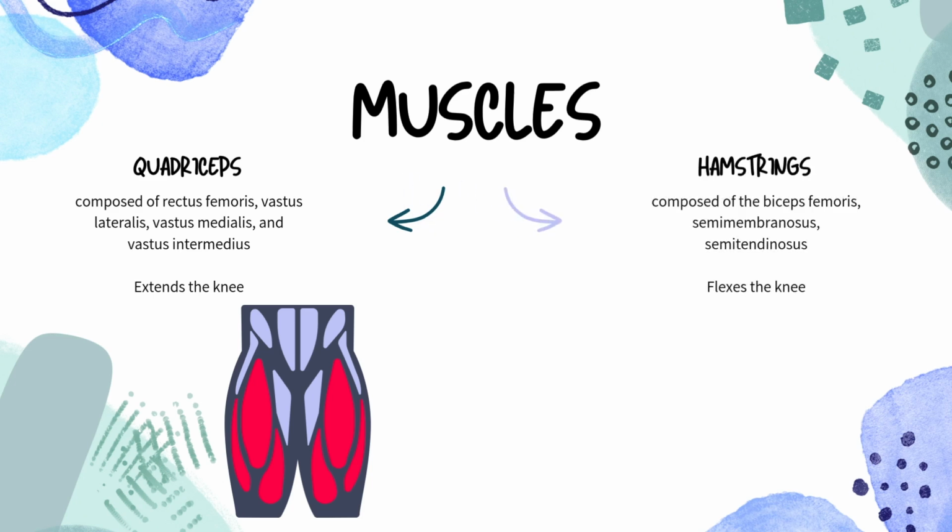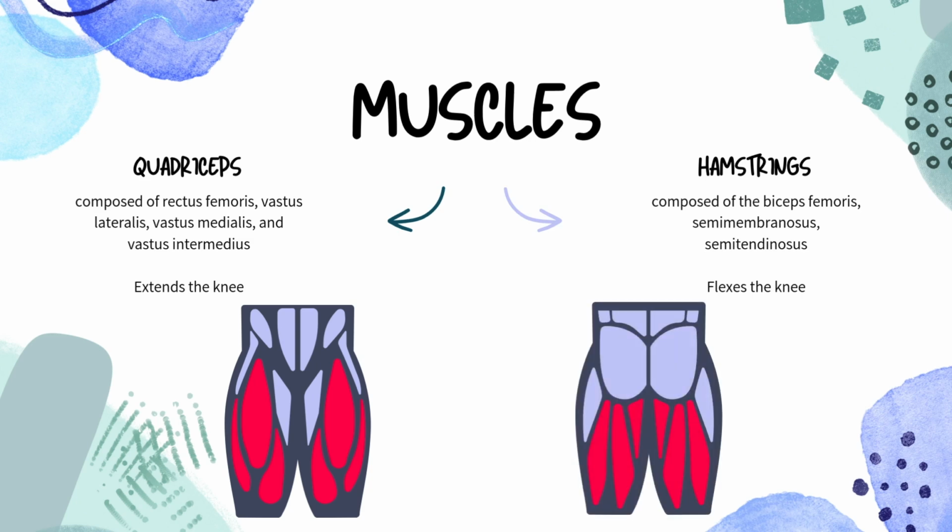Next are the hamstrings. So the hamstrings are a group of three muscles, and it is the biceps femoris, semimembranosus, and semitendinosus. The hamstrings are responsible for flexing the knee.